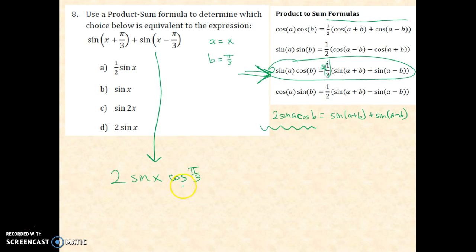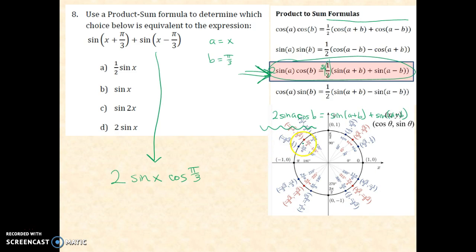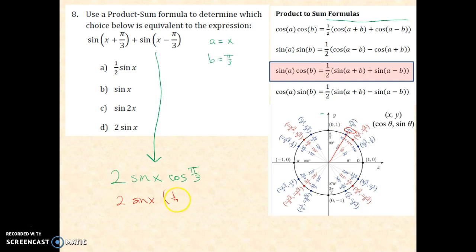Alright, well, what's cosine of pi over 3? Let's see, pi over 3 is right here, 60 degrees, and cosine of pi over 3 is 1/2. So this is 2 times sine of x times 1/2. 2 times 1/2 is 1, so this is just sine of x.